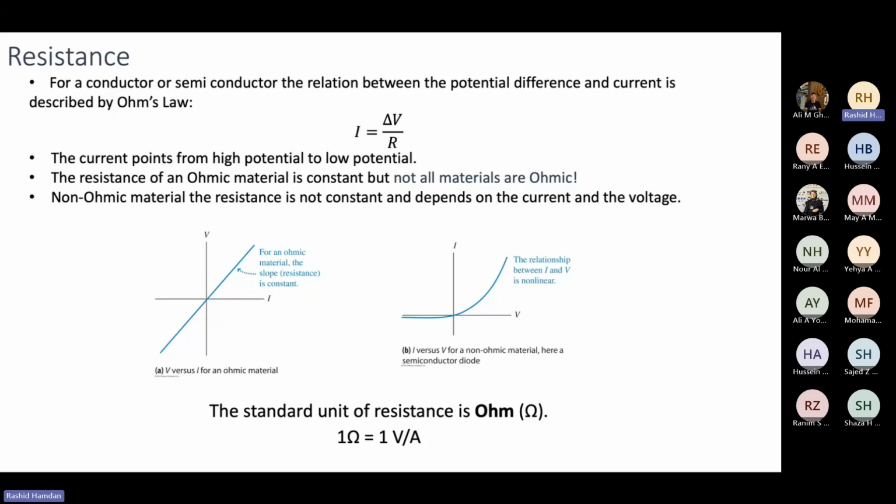So it is how much I push the charges by this potential difference, over the resistance of the material. Now, the resistance of the material can depend on a lot of things: on the shape of the material, on what it's made of, and it might actually depend on delta V itself.